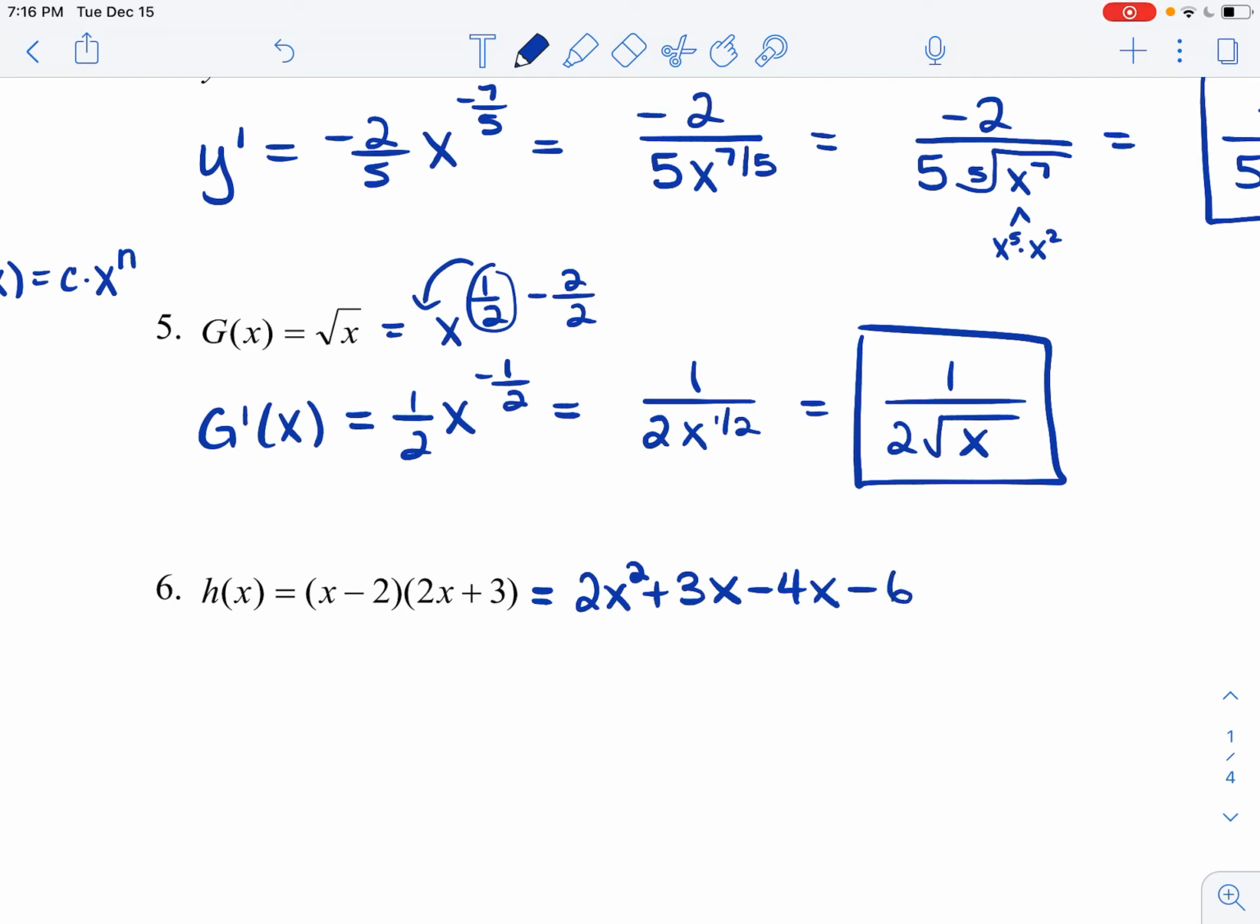And now that I've distributed x and -2 to the 2x plus 3, I'm just going to combine like terms. So I have 2x squared. I had positive 3x and -4x. That's going to give me -1x minus 6.